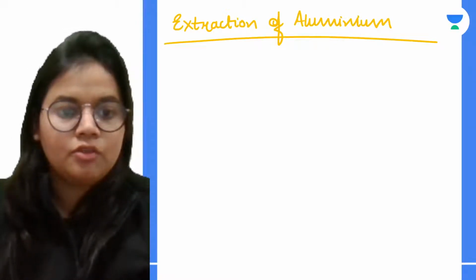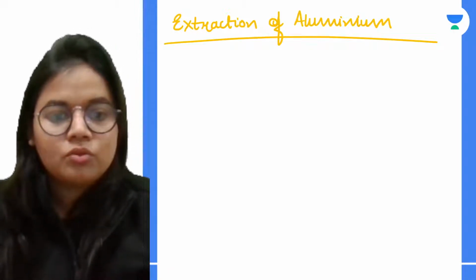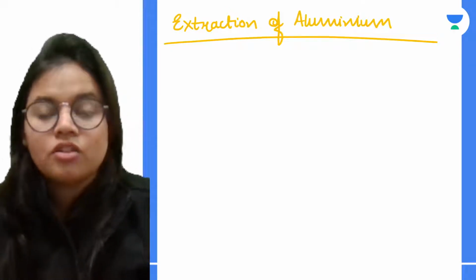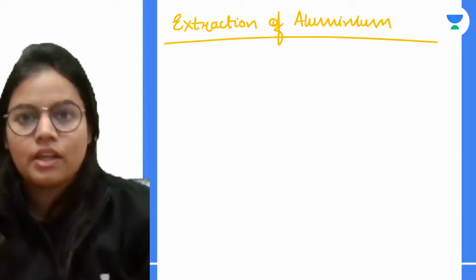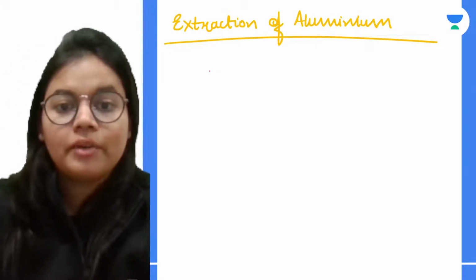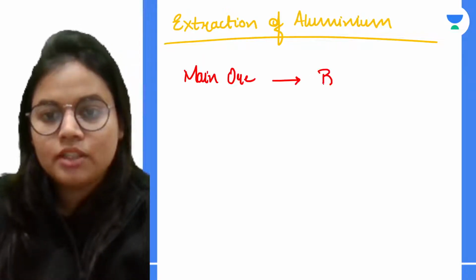Extraction of aluminium. Okay, so as I told you students, aluminium is a reactive metal. So of course it won't be found in the pure state, it would be found in the combined state, right? So first of all we have to extract aluminium from its main ore. The main ore of aluminium is bauxite.